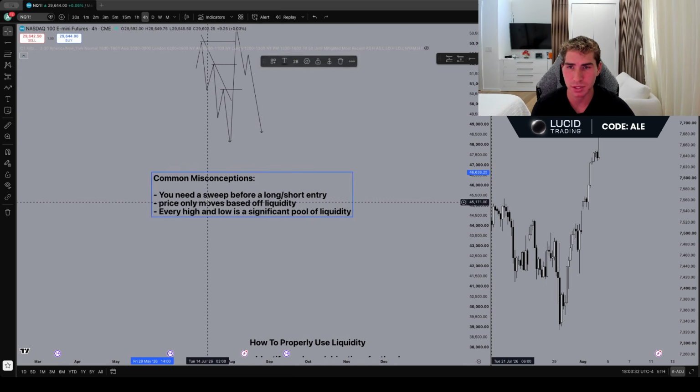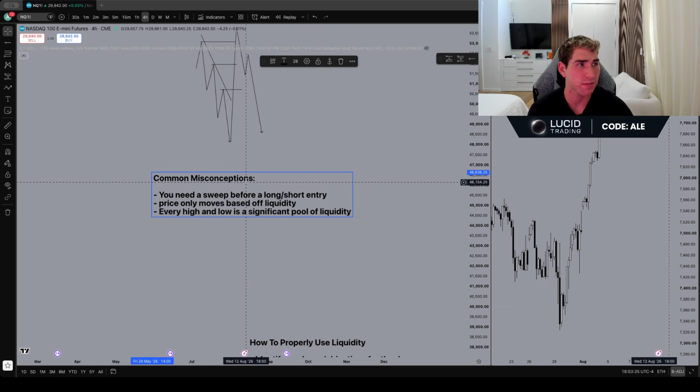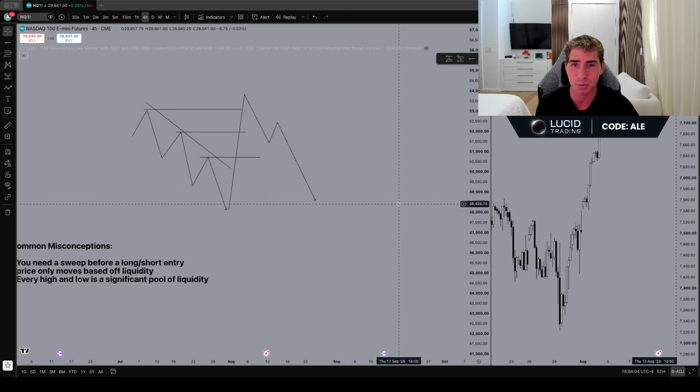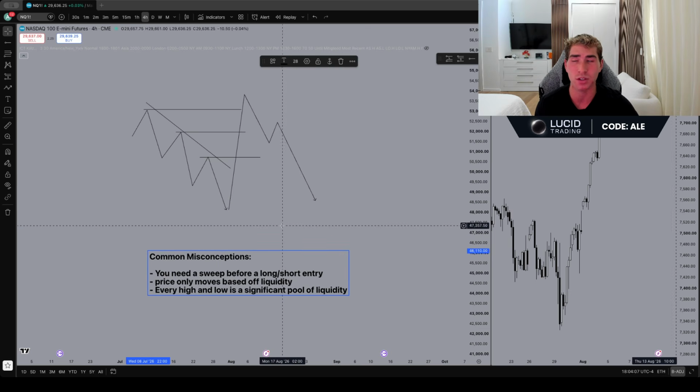If we take a look at common misconceptions, price only moves based off liquidity. Wrong. Price moves for 3 reasons, and I recommend you write this down because I'm not writing it down for you, right? Price moves for 1 of 3 reasons every time it is moving. It is moving to take out a high or a low that is a significant pool of liquidity, which is what I taught you guys. Session liquidity or low resistance liquidity, which is a bunch of stacked highs or stacked lows that you can draw a clear trend line through, right? Price will also move to fill 0.5 of a range or tap into OTE of a range, which if you guys don't know what that is, please watch my video on premium and discount. That will cover everything you guys need to understand about that.